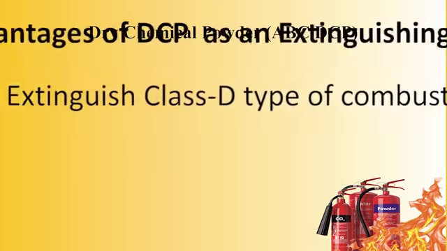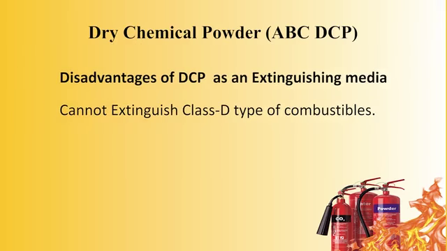What is the disadvantage? It cannot extinguish Class D type combustibles. Class D type means a metal fire. It is very difficult to extinguish metal fire with the help of dry chemical powder. That's why it is a disadvantage.